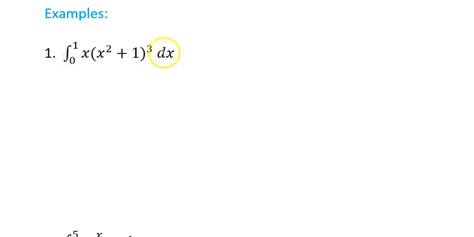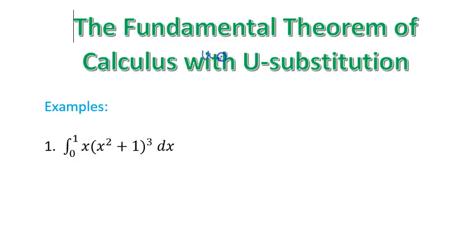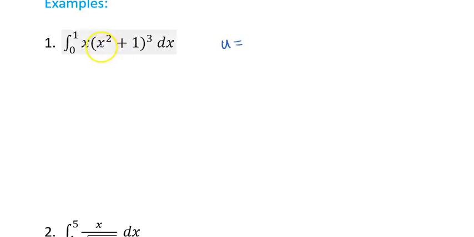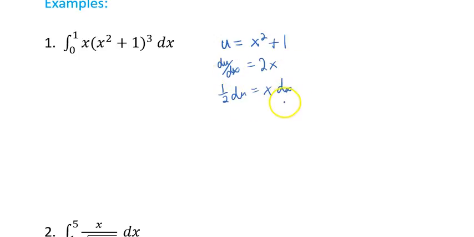So our first example, we have a u-sub problem, and our u will be the x squared plus 1, because part of the derivative of x squared is x, and it's in the problem already. So we have u = x squared plus 1, and then the derivative of u is du/dx. We take the derivative of the x squared and get 2x, derivative of 1 is 0. Since the problem doesn't have the 2, we have to divide and get 1/2. So 1/2 du will equal x dx, multiplying by that dx on both sides.